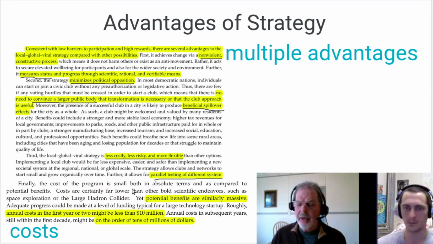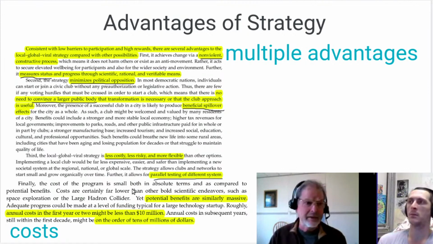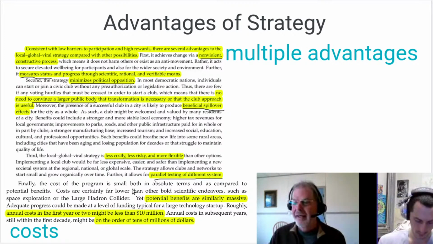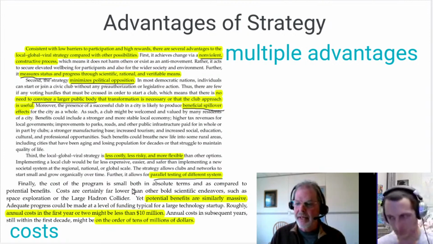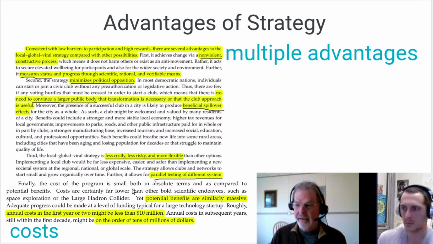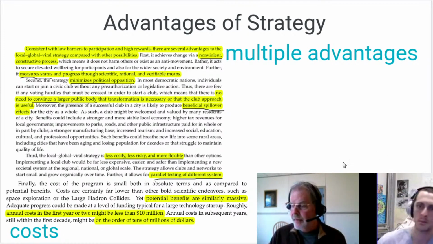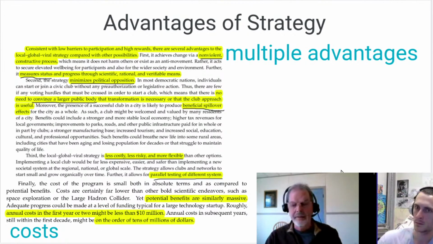This club model is opposed to, say, going big, to changing, for example, the U.S. economic system or the global economic system on day one or in a short amount of time. This local-global viral strategy is far less costly, far less risky, and far more flexible. We're talking about starting small, bootstrapping, or growing organically, and that all can be done on a practical budget, as we'll talk about shortly. And as I mentioned, it allows for parallel testing. So numerous field trials in numerous countries or cities could be happening all at the same time.